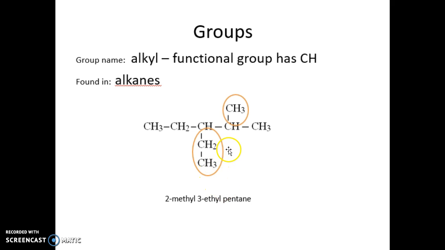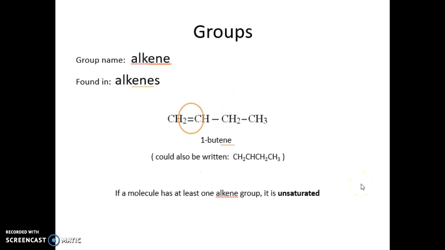Therefore it's an ethyl. So we name this 2-methyl. That's the name here, 2-methyl. And the next part of that name is there, 1, 2, 3, ethyl, 3-ethyl pentane. Okay, so we should be fine with alkanes.